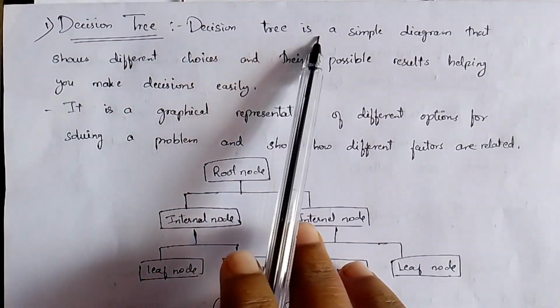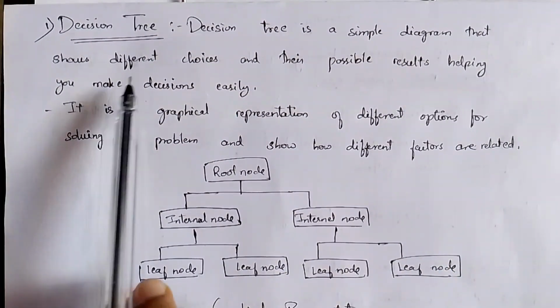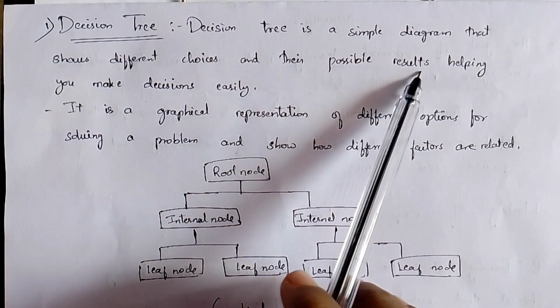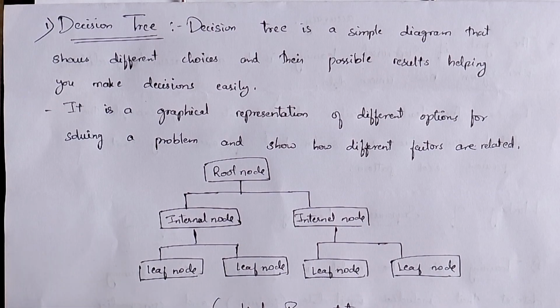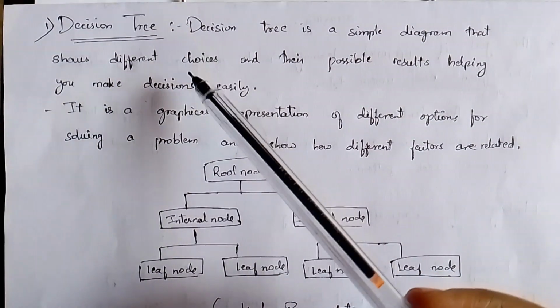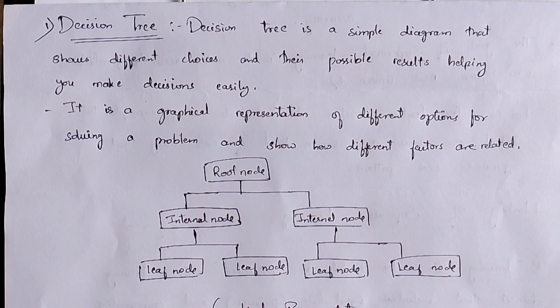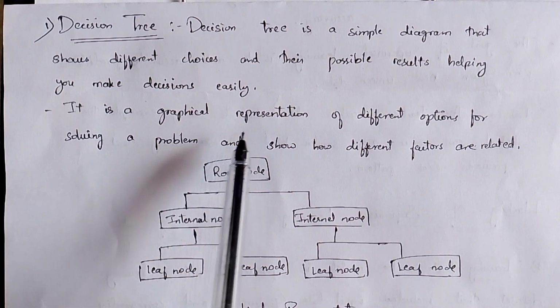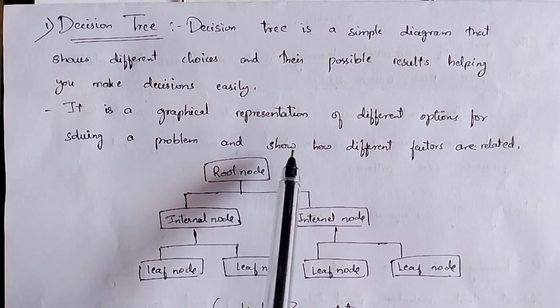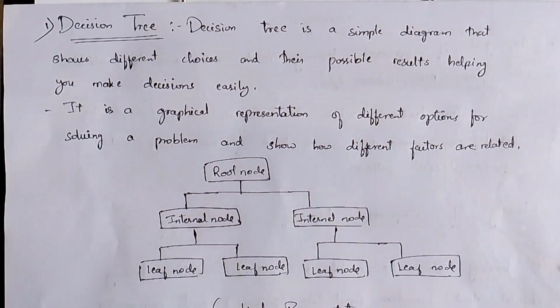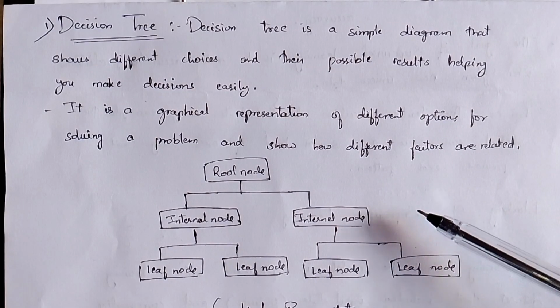The decision tree is a simple diagram that shows different choices and their possible results, helping you make decisions easily. As the name itself says, we are going to make decisions, such as whether we are going to purchase an item or not, based on the choices we have. It is a graphical representation of different options for solving a problem and shows how different factors are related. This is a graphical representation of the decision tree.